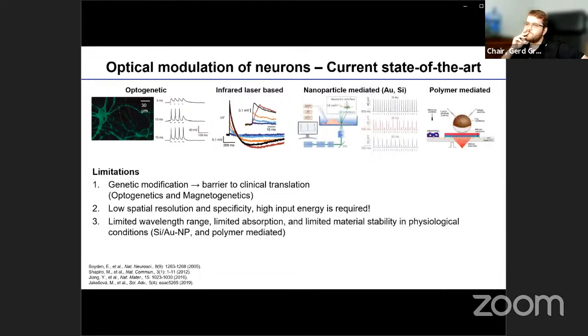In the last few years, there's been a surge of interest in using nanomaterials or material science-based approaches to modulate neuronal or cellular activity, not just neurons, cardiomyocytes as well, or muscle cells as well. This is using either photothermal or photoelectrical effect. However, these types of materials, though outstanding achievements were shown, are limited in their wavelength, limited in their absorption and photothermal conversion efficiency, and limited in material stability.